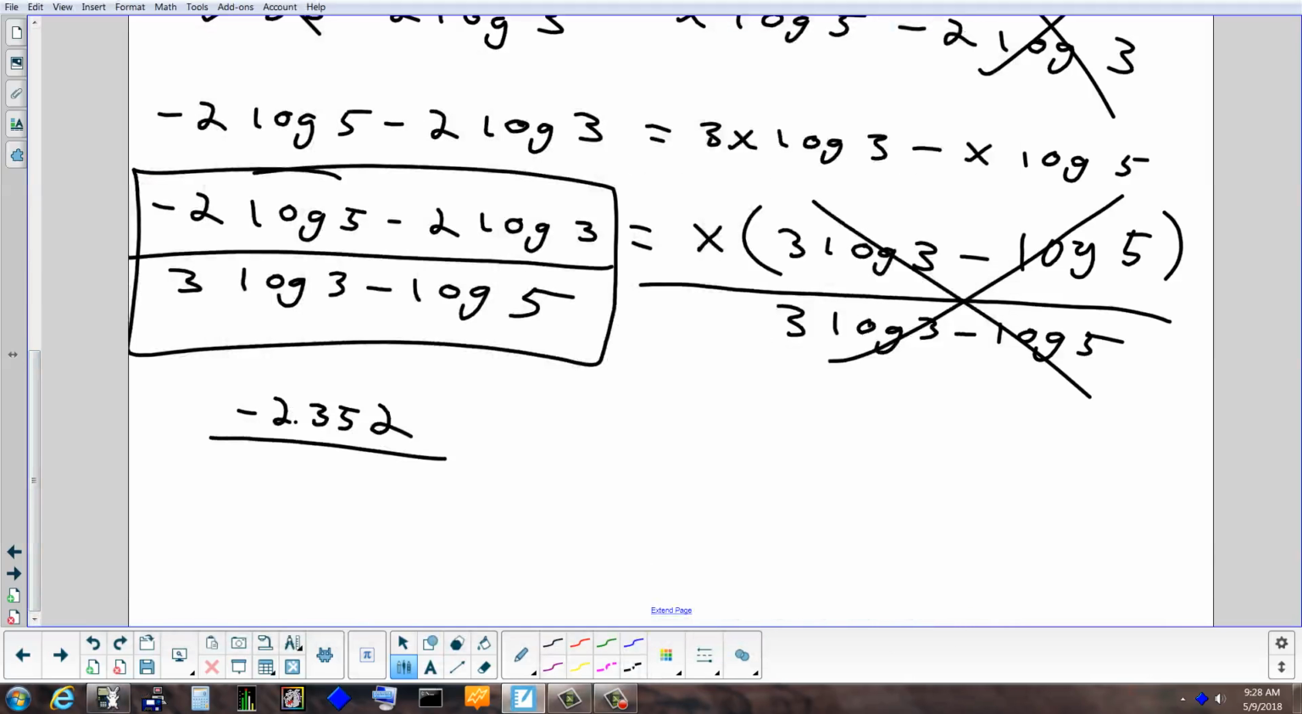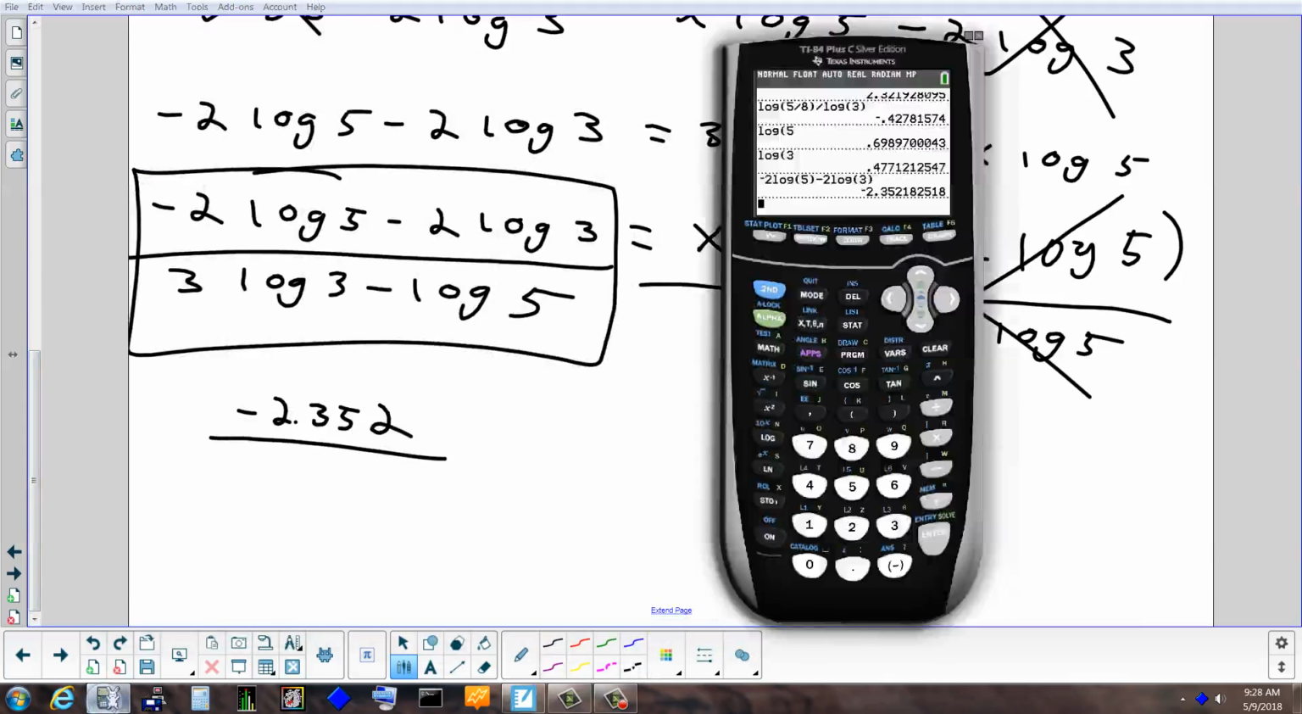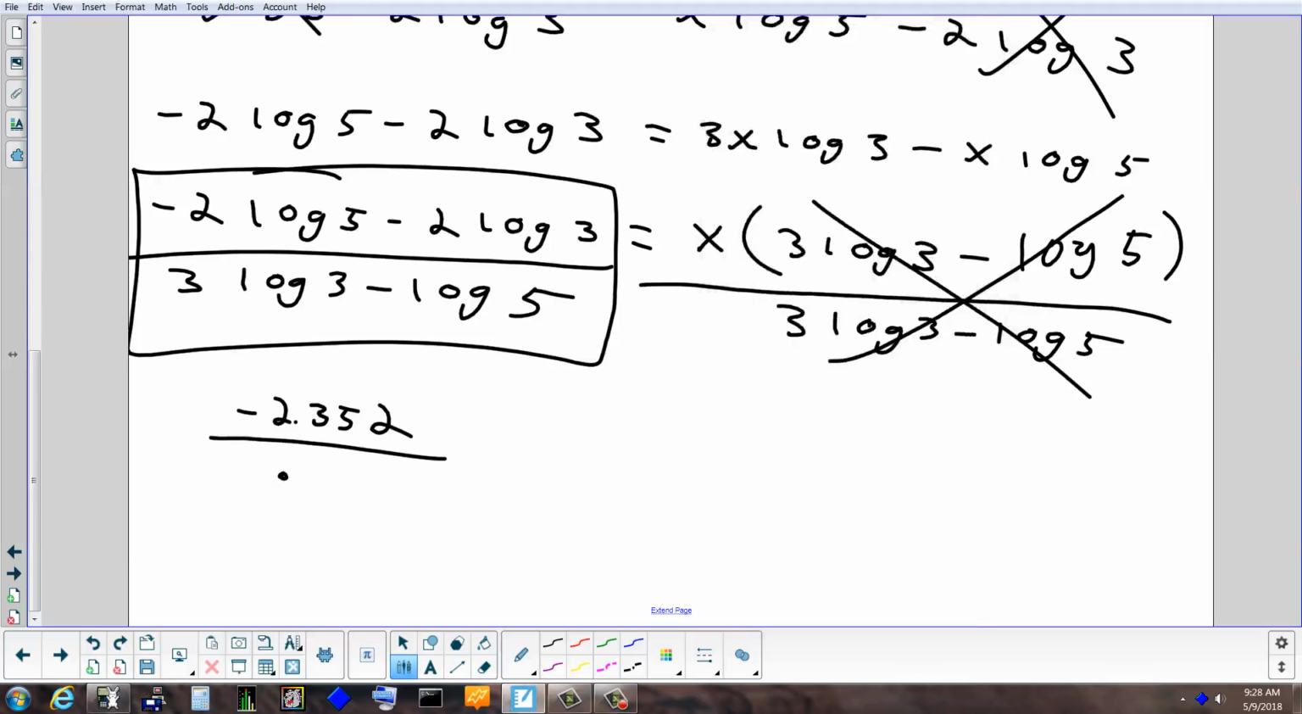Divided by, now I would do the bottom. 3 log 3. Make sure you close the parenthesis. Minus log 5. So 0.732. And now I would divide those two.